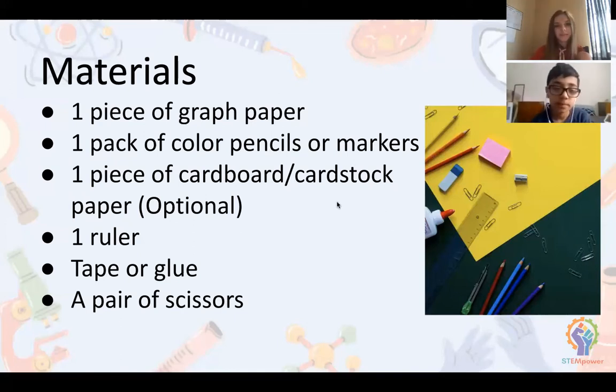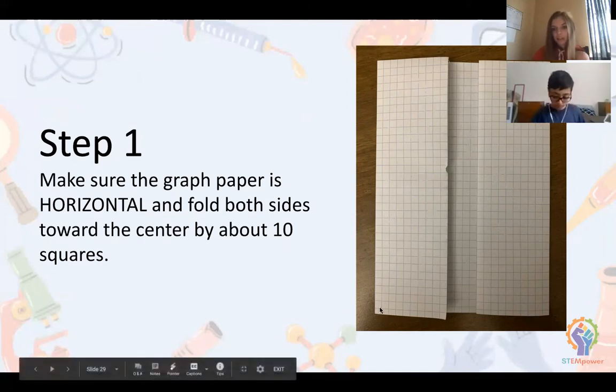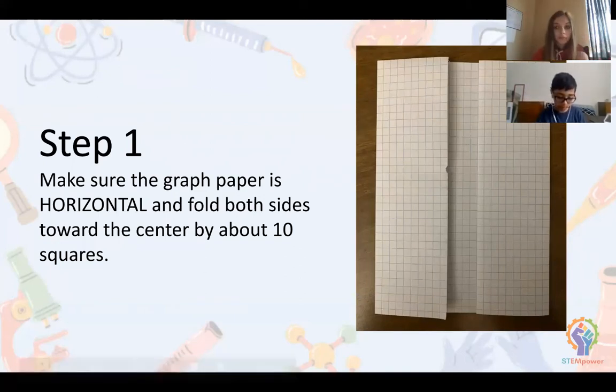Okay, perfect. Okay, step 1. Make sure the graph paper is horizontal and fold both sides towards the center by about 10 squares. So you want to make sure that it matches this image. So about 10 squares in, you want to fold it. So there's a little space in the center as well.